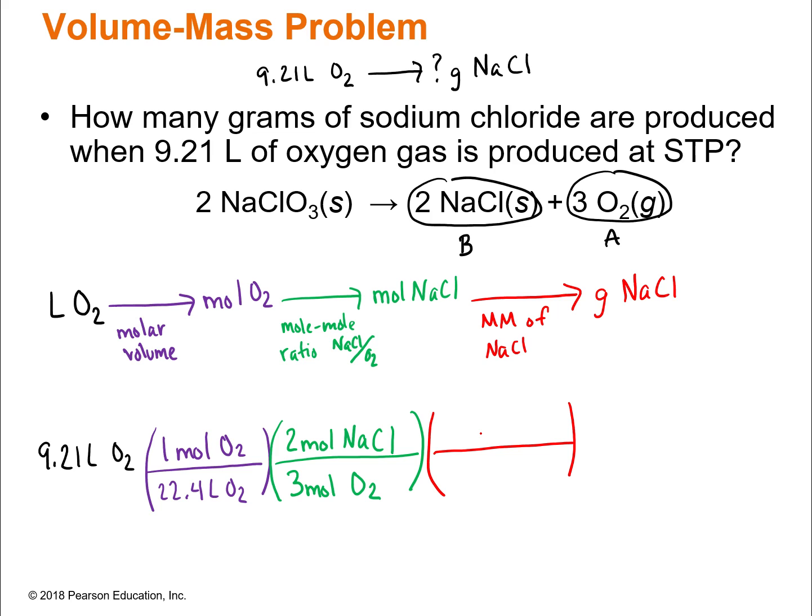Now we need to go from moles to grams. And this is what I got for the molar mass of sodium chloride. So when you do all that, and you take into account sig figs, you should get 16 grams.